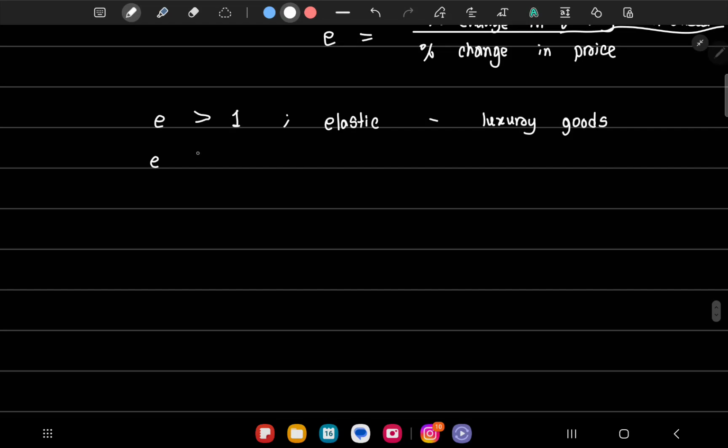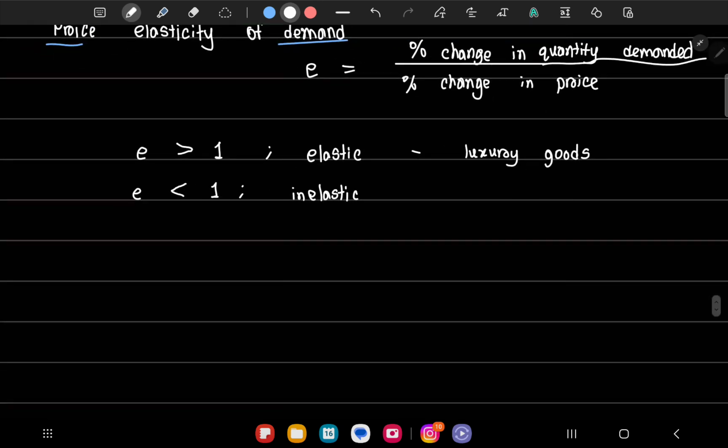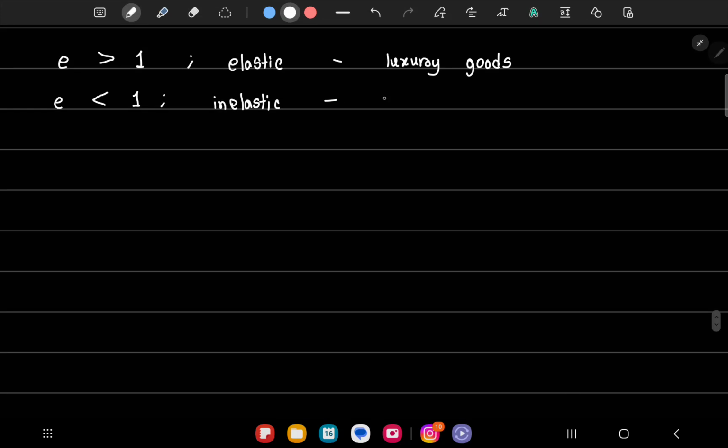On the other hand, if the value of this elasticity is less than 1, we call it inelastic. So goods with a price elasticity of demand less than 1 have an inelastic price elasticity of demand. These are for necessities. So this can be rice, food products like that. It can be medicine or petrol, stuff that is necessary for you.